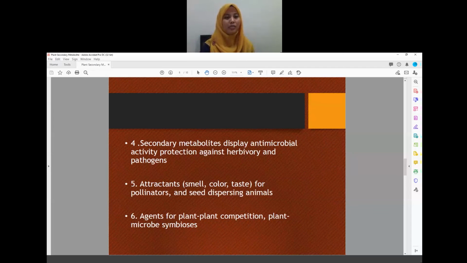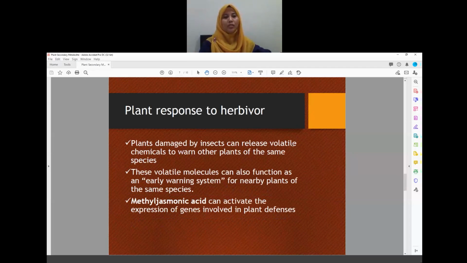Number 5 is for attractants, for smell, color, and taste, for pollinators and seed dispersal, and number 6 is agents for plant competition. And also there is a plant response to the herbivore. Plant damage by insects can release volatile chemicals. Volatile chemicals are the essential oil I mentioned just now. So essential oils are the volatile oils.